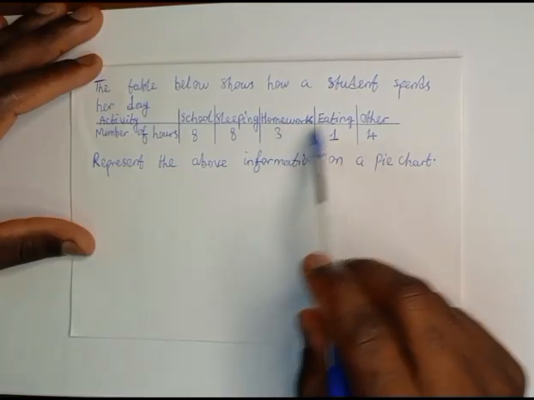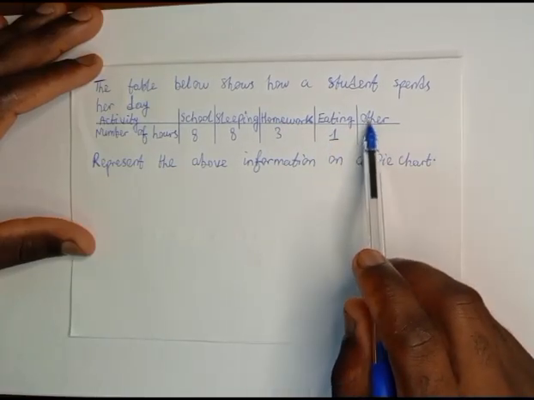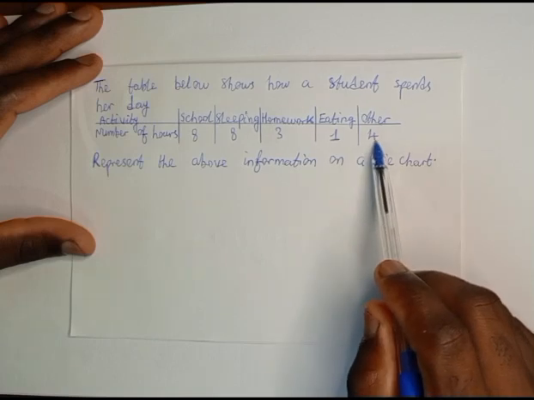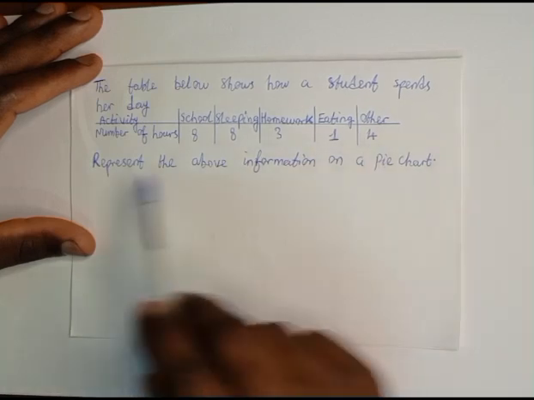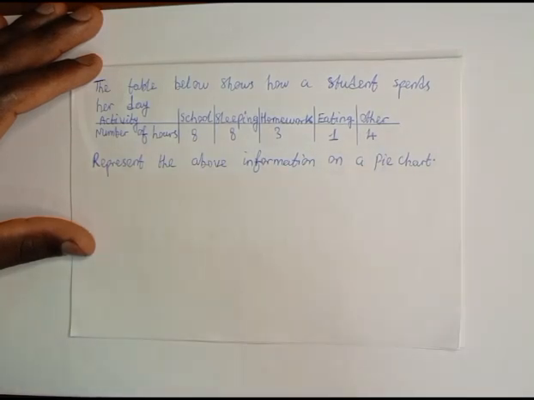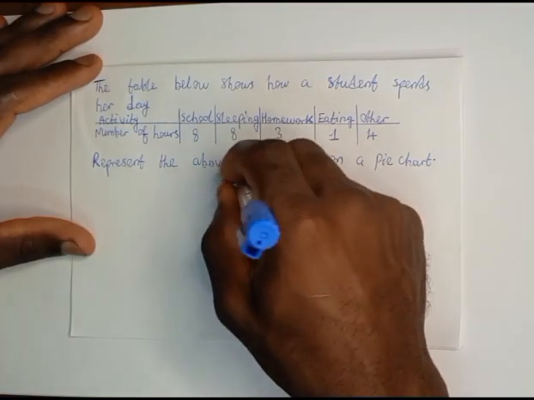She spends 3 hours. Eating. She spends 1 hour. And others, she spends 4 hours. Represent the above information on a pie chart. We take solution.